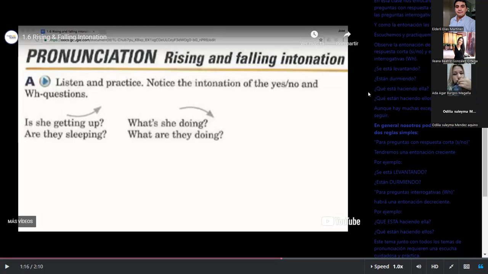Okay. Is she getting up? Are they sleeping? What's she doing? What are they doing? Okay, good. Nice. And Ileana? Is she getting up? Are they sleeping? What's she doing? What are they doing? Good. Ala. Is she getting up? Are they sleeping? What's she doing? What are they doing? Good. Aurelia.